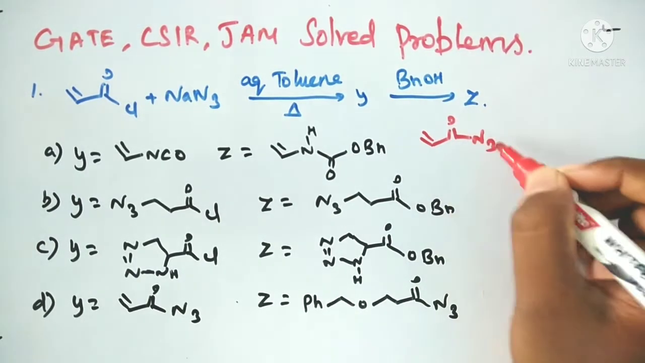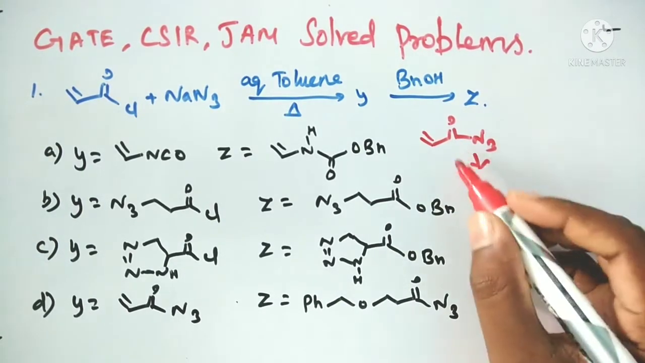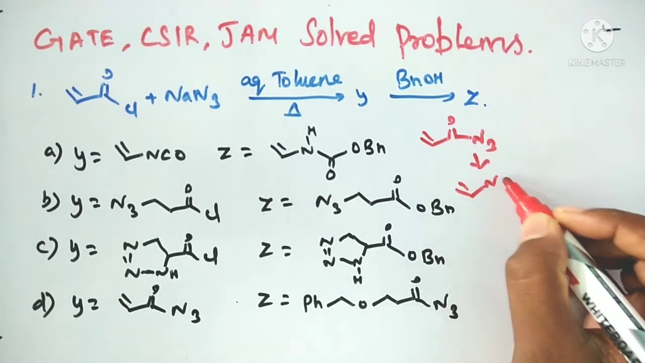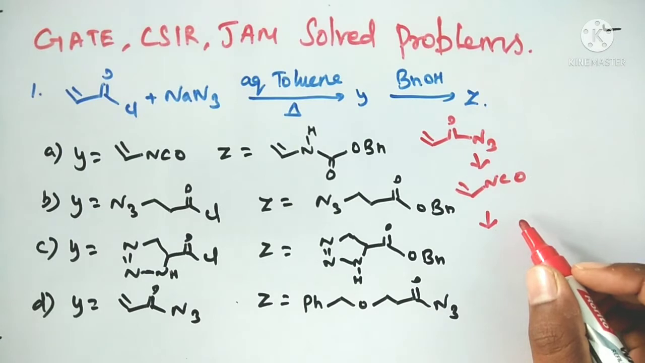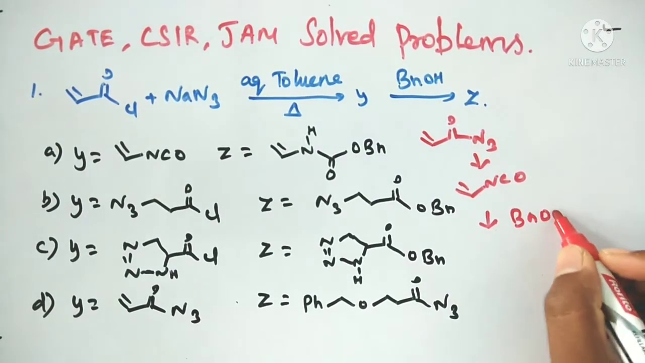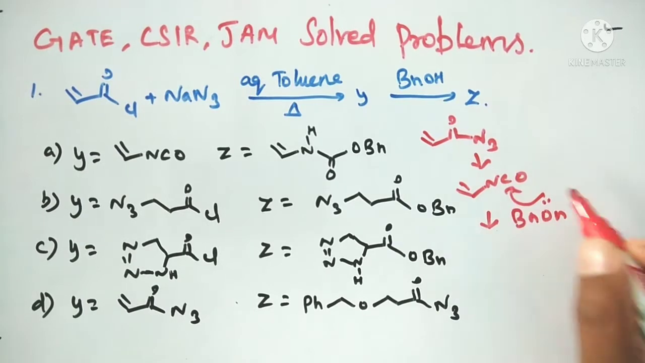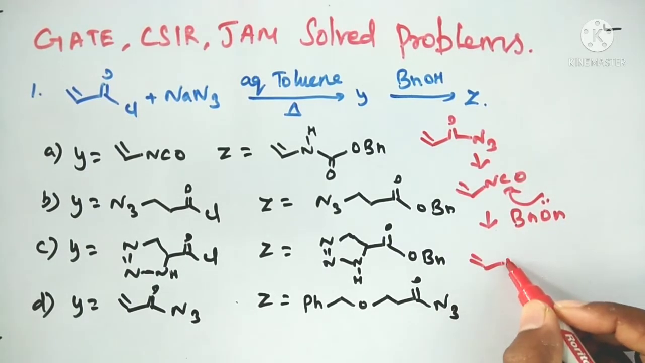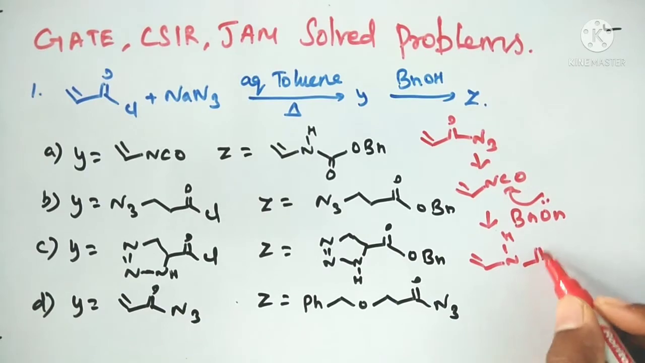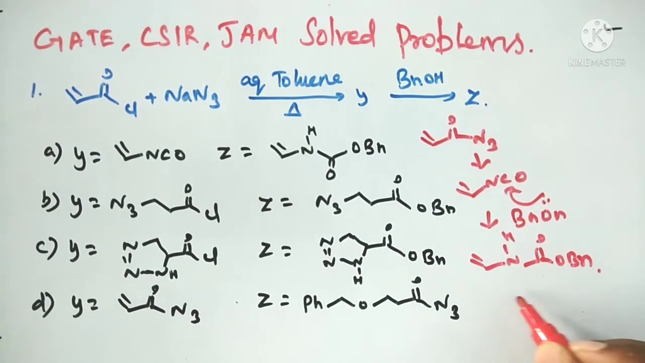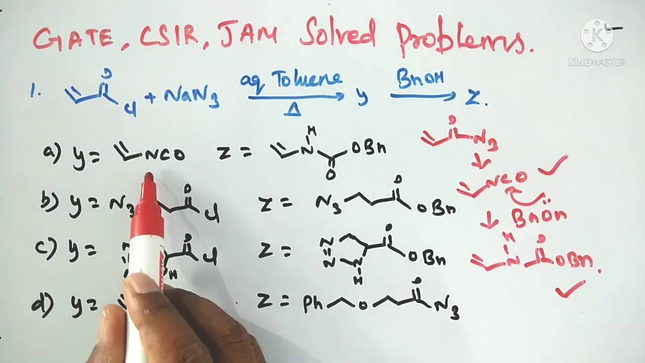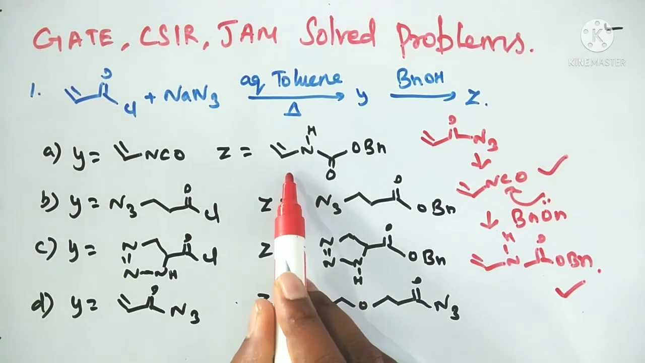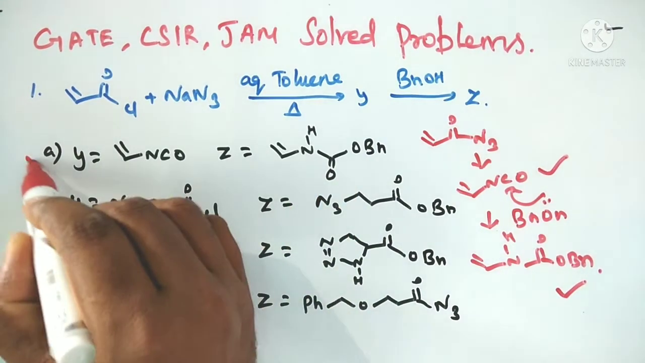First you will get an acyl azide. Upon heating, what will you get? Isocyanate, NCO. Then the reaction with benzyl alcohol. So benzyl alcohol means this benzyl attacks the carbonyl position. So you will get an NH bond C double bond O benzyl. So Y is isocyanate and Z is this product. So where is your answer? This is isocyanate and the correct answer is A.